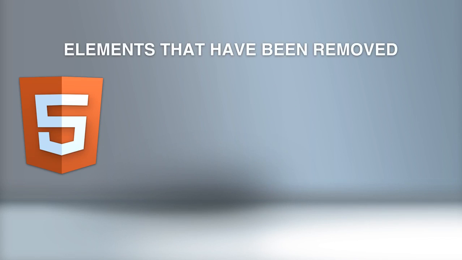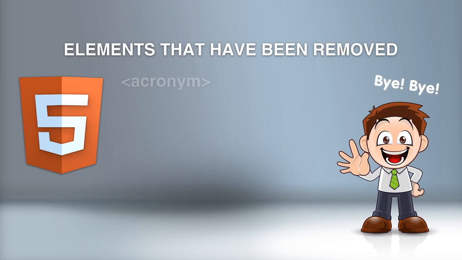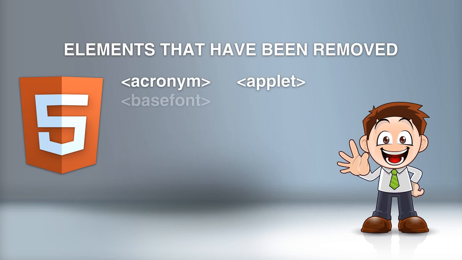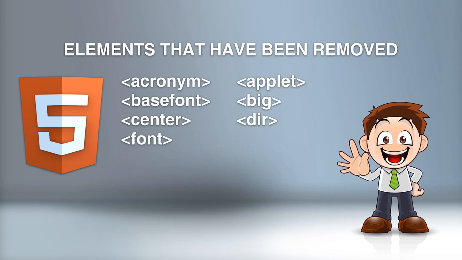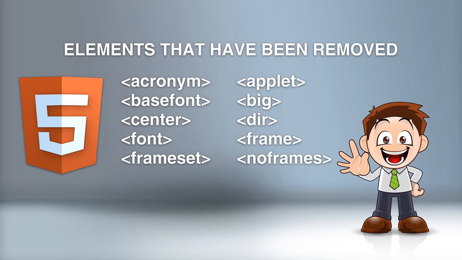And these are the elements that have been removed from HTML5. Acronym, applet, basefont, big, center, dir for directory, font, frame, frameset, noframes, strike, otherwise known as strikethrough, and tt for teletype.